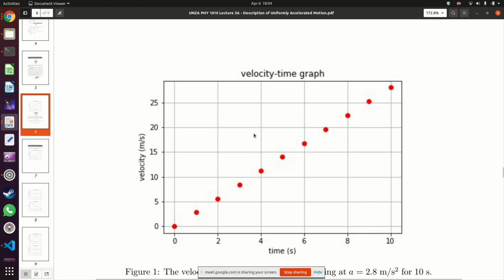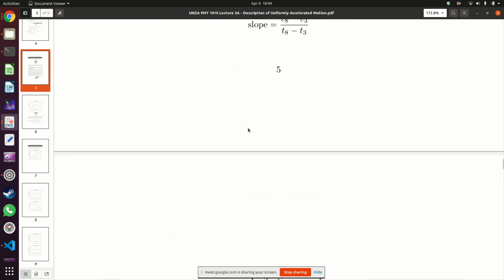Sir, I have a question, sir. Yes. You said the slope of the graph is the acceleration. What about the average acceleration? You said the slope of the graph is the acceleration. Is it the average acceleration, or is it the same as the average acceleration? Yes, it's average acceleration. Okay, thank you, sir.